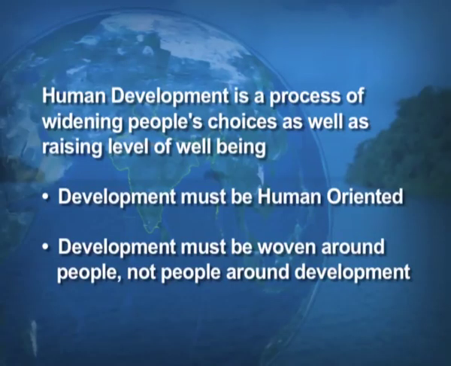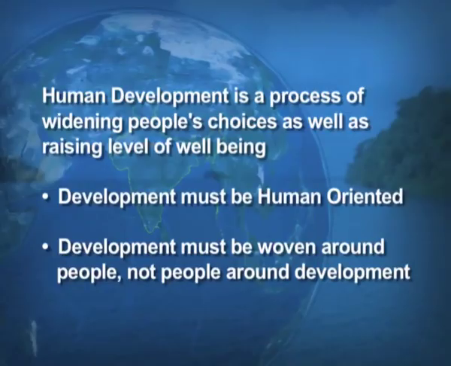Human development is a process of widening people's choices. As we have done earlier, UNDP has also given the statement for human development, that is broadening the choices of the people. So, it is not only broadening the choices of the people, but raising the level of their well-being also. Remember children, that development must be human oriented and development must be woven around the people, and not the people around the development.